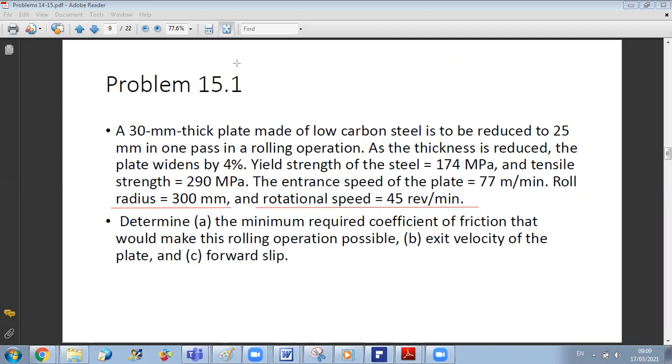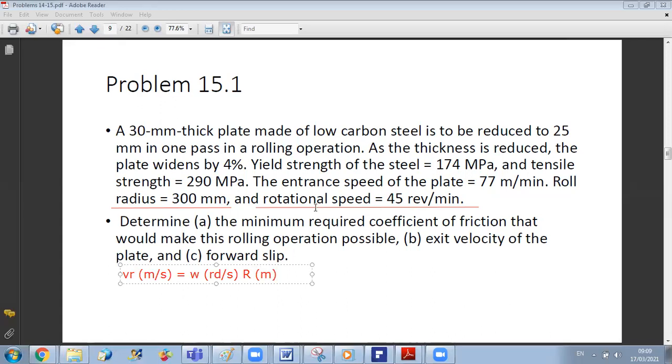Okay, so now we say that VR is equal to omega, the angular velocity of the roll, times the radius of the roll. To find the angular velocity, we can use the rotational speed. Now just pay attention to units. If you want VR in meters per second, then omega will be in radians per second and R will be in meters.